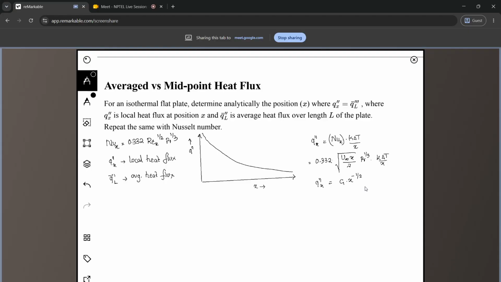Now how do I get the average heat flux over the total length? It is defined by this expression. So if you solve this, what will be the equation you are getting?